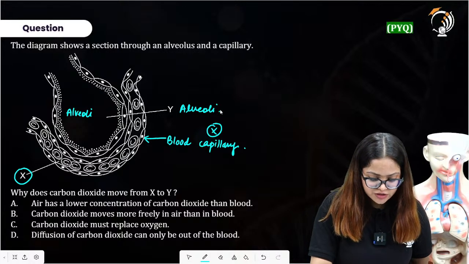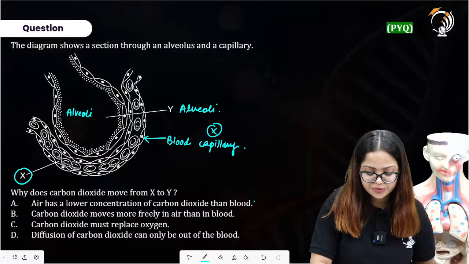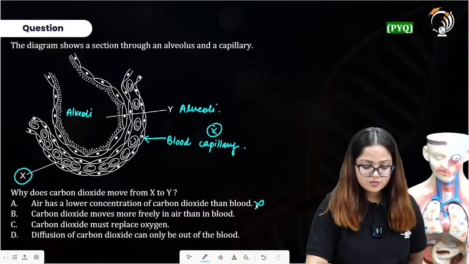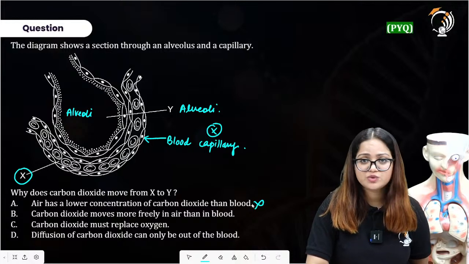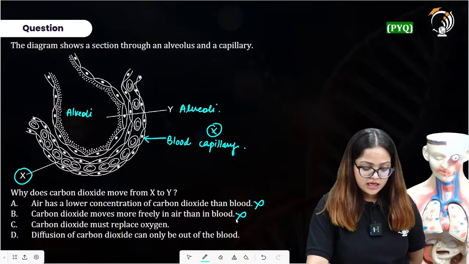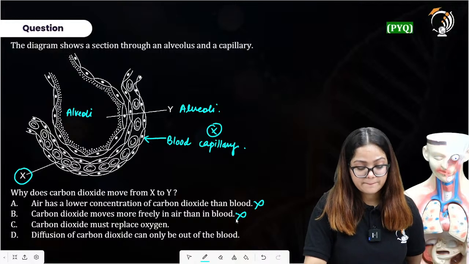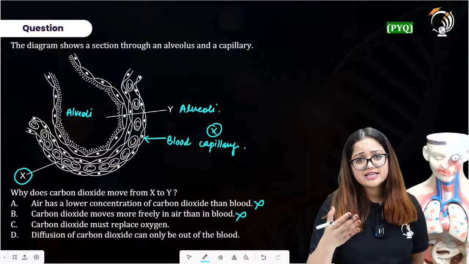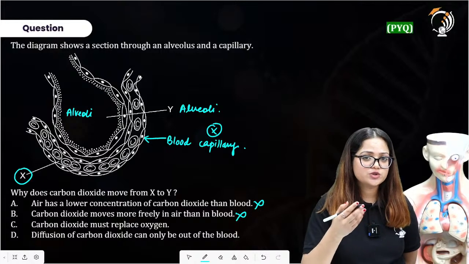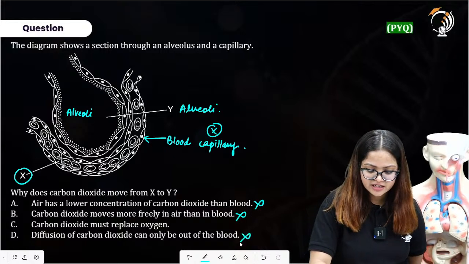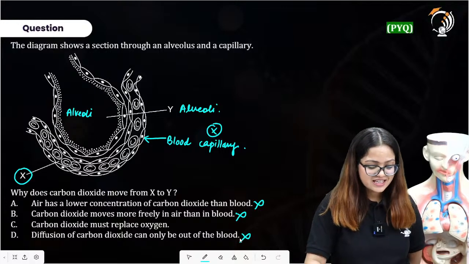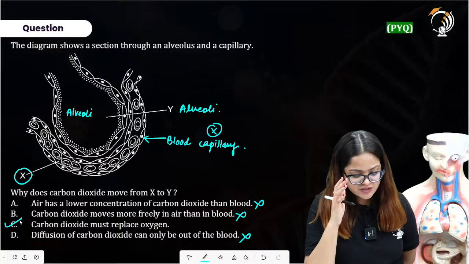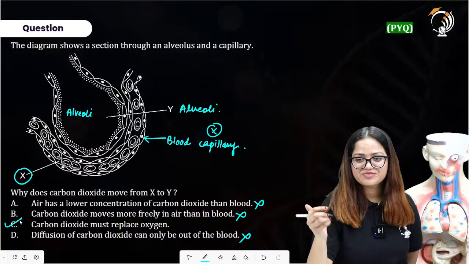Air has a lower concentration of carbon dioxide than the blood. This is not true, this is incorrect. Carbon dioxide moves more freely in air than in blood. This is of no relation here. Carbon dioxide must replace oxygen. Diffusion of carbon dioxide can only be out of the blood. Wherever there is high concentration, the carbon dioxide is going to leave that region. This is ultimately incorrect. So the right answer for this question is again option C. The answer for the previous question was option C and the answer for this question is option C.